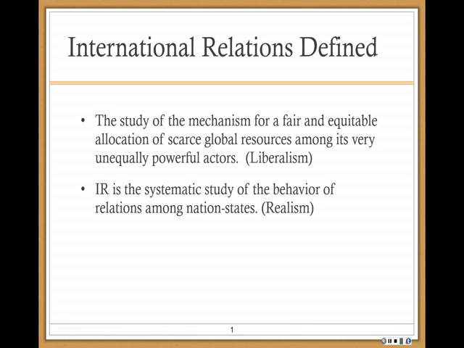So here we have the introduction of two of the major theories of IR. Realism, which is the oldest theory, and its traditional counterpart is liberalism. A note here: by liberalism and liberals, we're not referring to liberals in the United States. So don't think that this is the same thing. We're talking about the liberal theory of international relations.